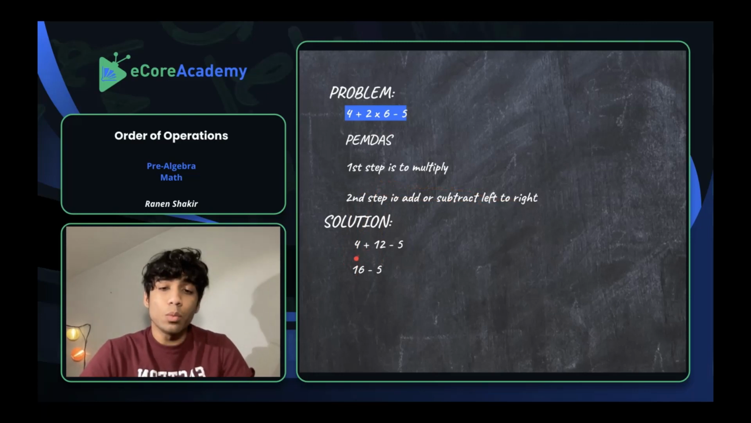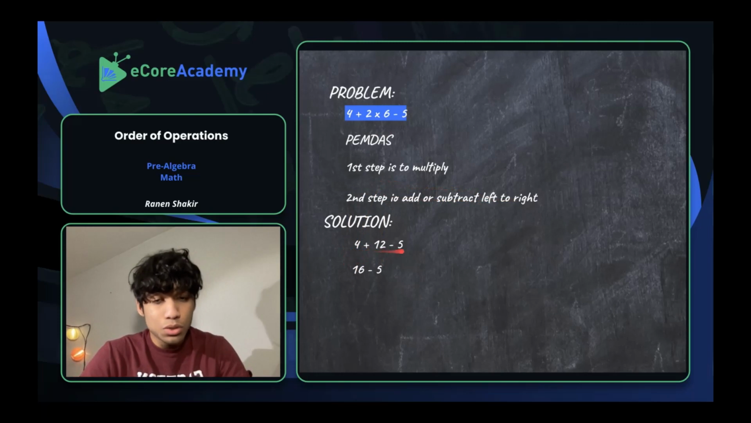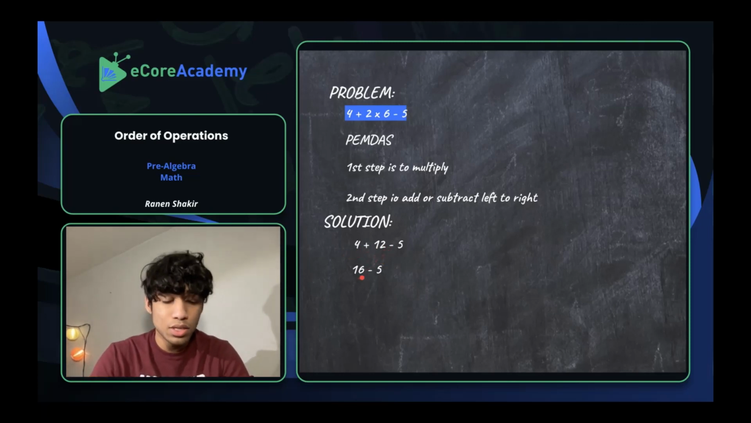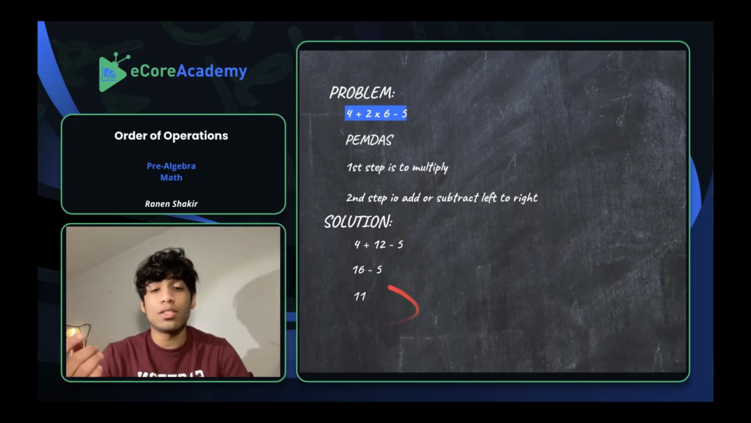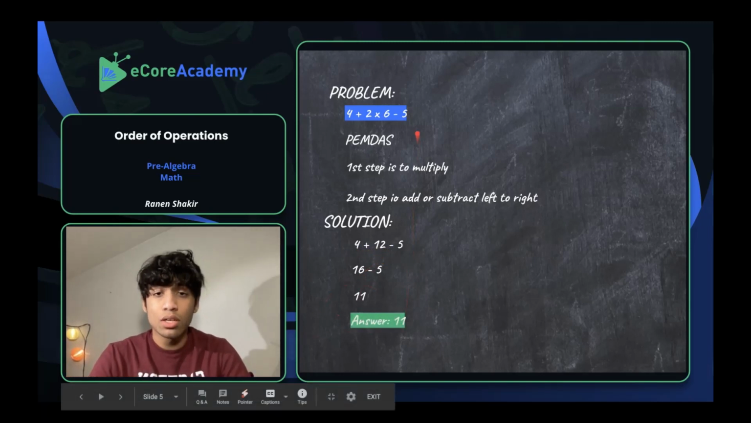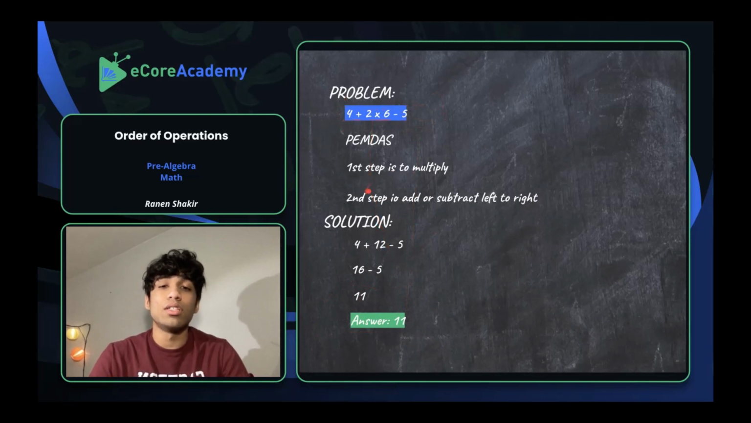The second step is to add or subtract from left to right. We see there's only addition and subtraction left in our problem, so we have to add from left to right, which is what I mean. Since addition comes before subtraction in this problem, we add. So 4 plus 12 is 16. Then our final step is to subtract 16 minus 5, and it's 11. So the answer to 4 plus 2 times 6 minus 5 is 11.